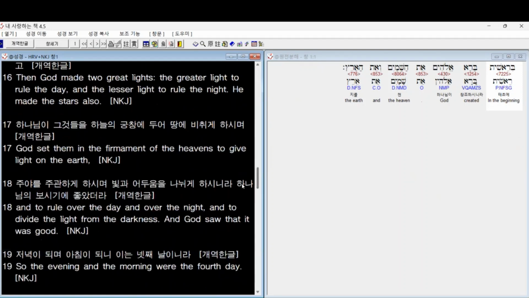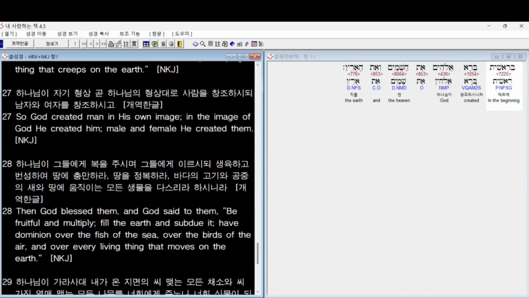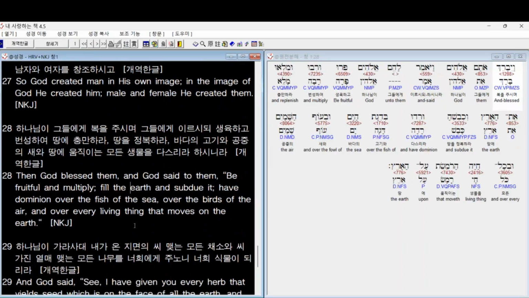Go back to Genesis chapter 1, verse 28. Now we know the meaning of dominion: tread down the bird of the heaven. Next class, we are going to complete the next part to finish Genesis chapter 1, verse 28.